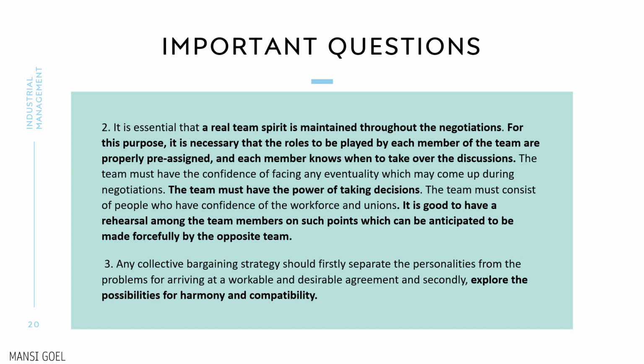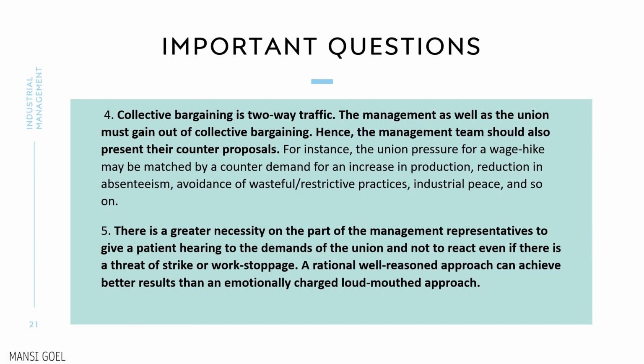3. Any collective bargaining strategy should firstly separate the personalities from the problems for arriving at a workable and desirable agreement, and secondly, explore the possibilities for harmony and compatibility. 4. Collective bargaining is two-way traffic. The management as well as the union must gain out of collective bargaining. Hence, the management team should also present their counter-proposals. For instance, the union pressure for a wage hike may be matched by a counter-demand for an increase in production, reduction in absenteeism, avoidance of wasteful/restrictive practices, industrial peace, and so on.